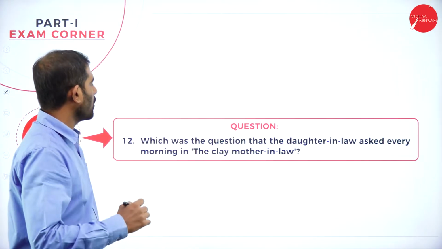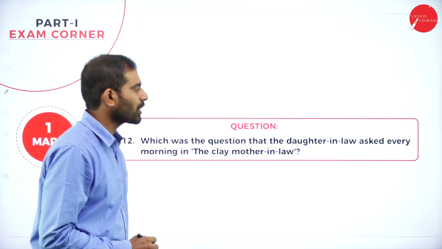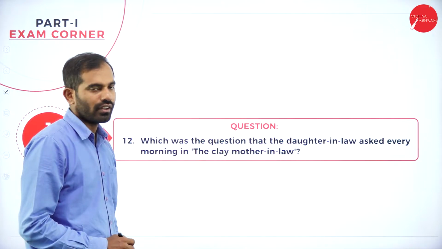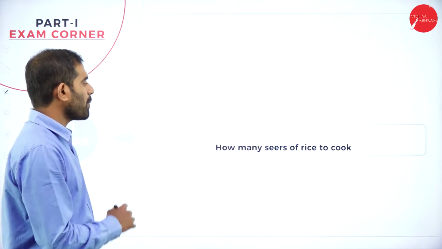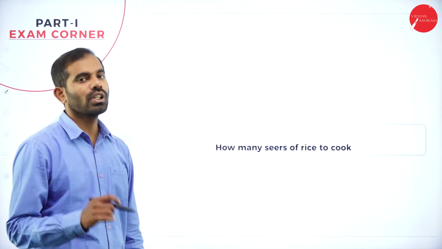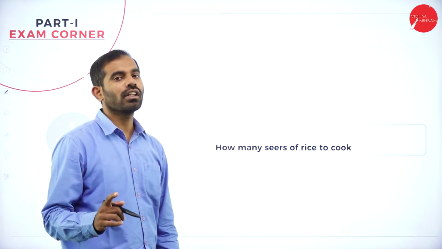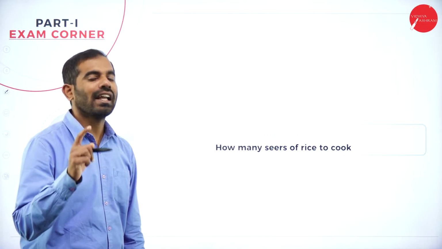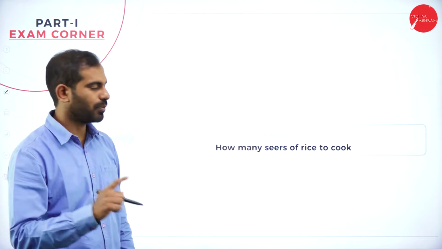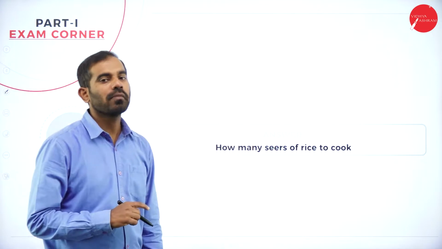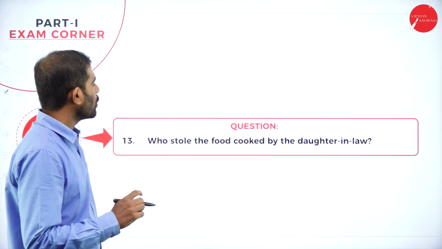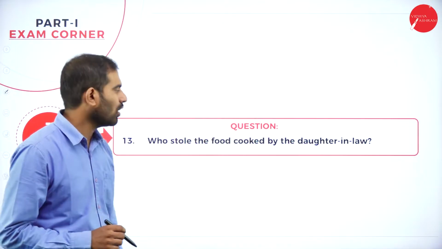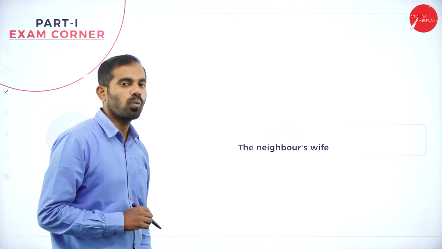Next one is, which was the question that the daughter-in-law asked every morning in The Clay Mother-in-Law, written by A.K. Ramanujan, about how many seers of rice to cook. Every morning, this daughter-in-law, she troubled her mother-in-law, and even she troubled her husband after the death of mother-in-law. 13th question, who stole the food cooked by the daughter-in-law? It is the neighbor's wife.